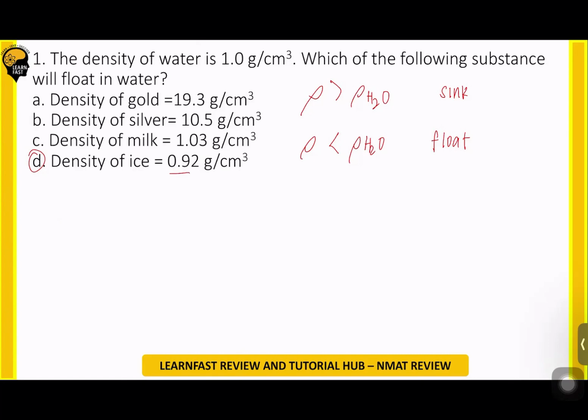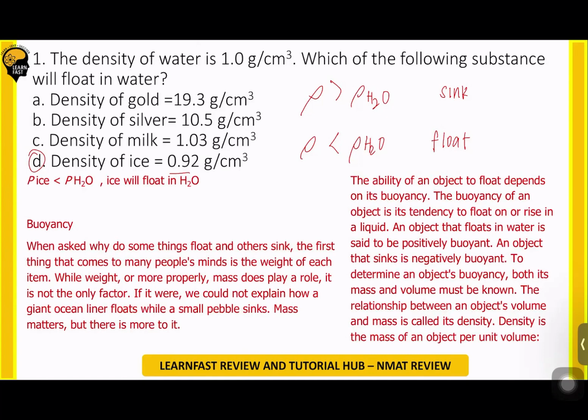So we could see that the density of ice is in fact lower than the density of water. Among all the substances in the options, only the density of ice is lower than that of water. So in summary, the reason why we answer that is that the density of the substance, in this case ice, is lower than the density of water. In this case, the ice will float on water.